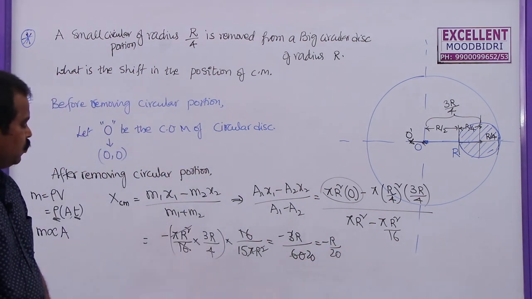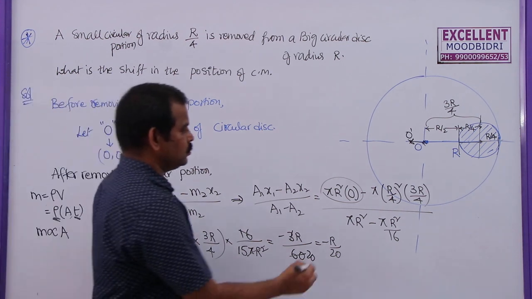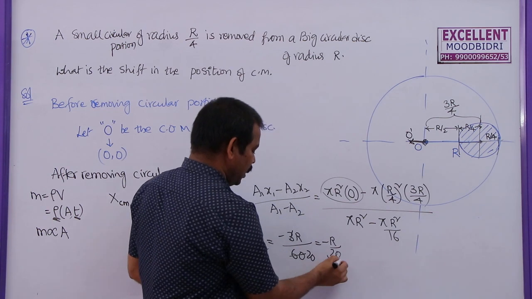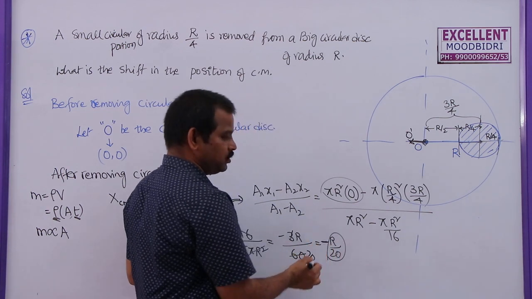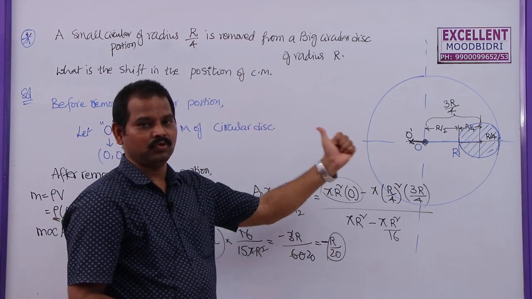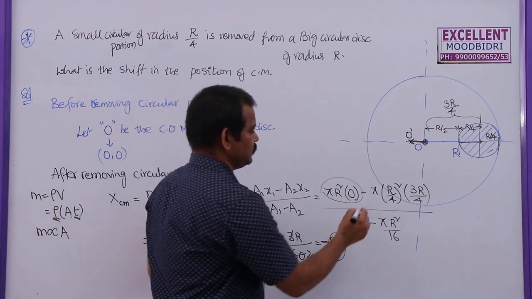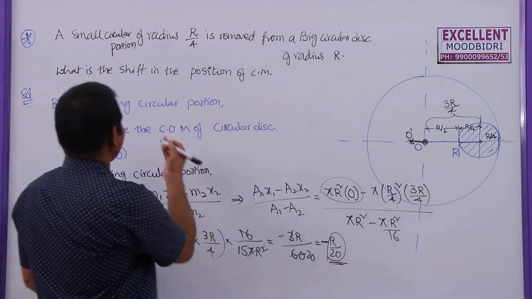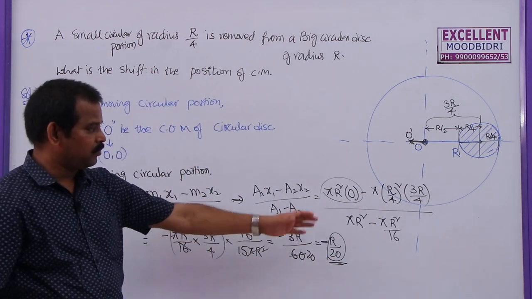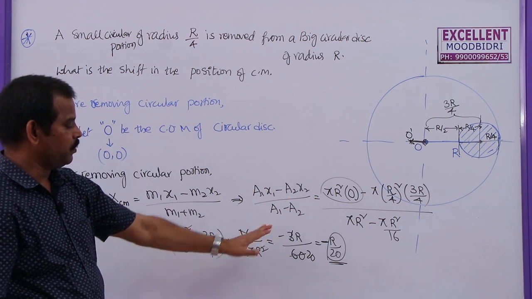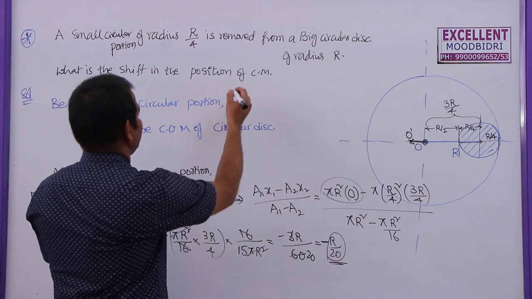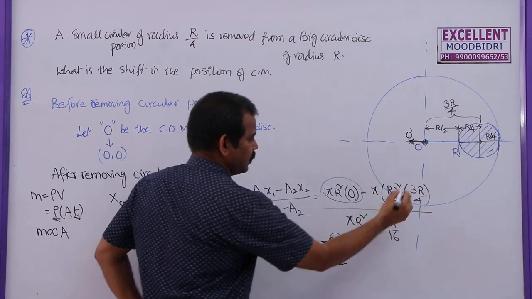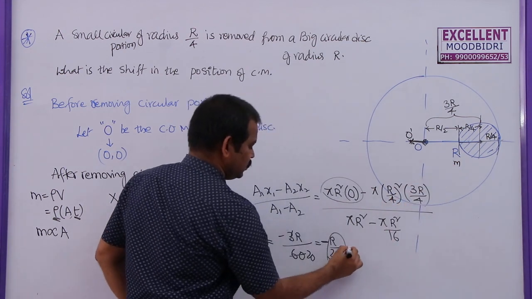So what is the new center of mass along the x-axis? Instead of the previous point, it now moves by r by 20. Here I got a negative sign because the center of mass moves towards the negative x-axis. So this is the new position of the center of mass. What is the shift? New position minus old position, which is nothing but r by 20. If r is in centimeters, your answer will be r by 20 centimeters. If it is in meters, then it will be meters.